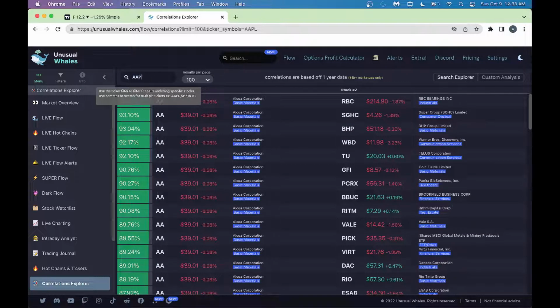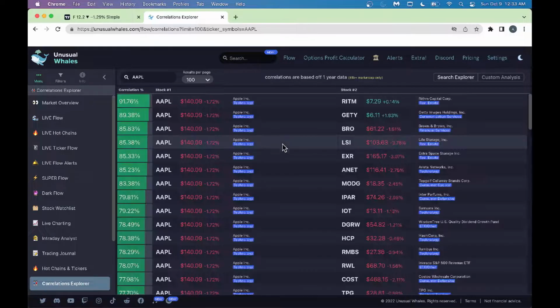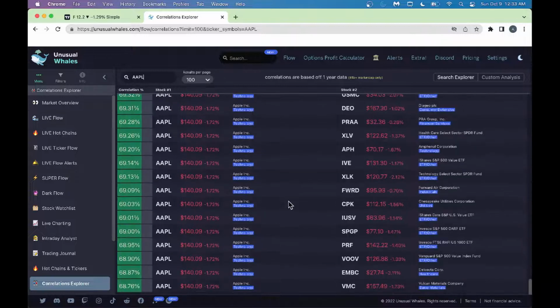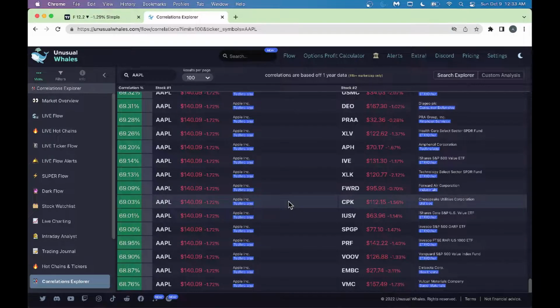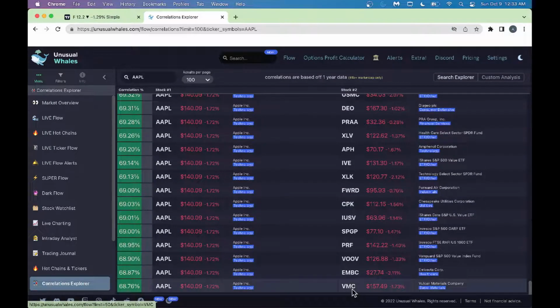Looks like AAPL. There you go. If you're building a balanced portfolio, you should look at stocks that are not correlated well. So you could go all the way down here. Look, Apple and say Vulcan Materials, they're not very correlated. You could pick such candidates if you want to build a balanced portfolio. All right, let's go down here.